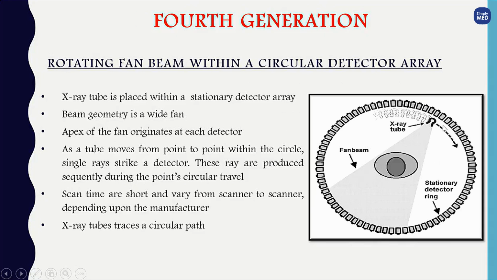So what happens when the X-ray beam goes? It will detect on this side, and when the X-ray beam reaches here, this part of the detector will get the signal. So as the tube moves from point to point within a circle, a single ray strikes the detector. Here the scan time is short, and we get a circular path of the X-ray tube. Here the X-ray tube is rotating, whereas the detector is stationary.